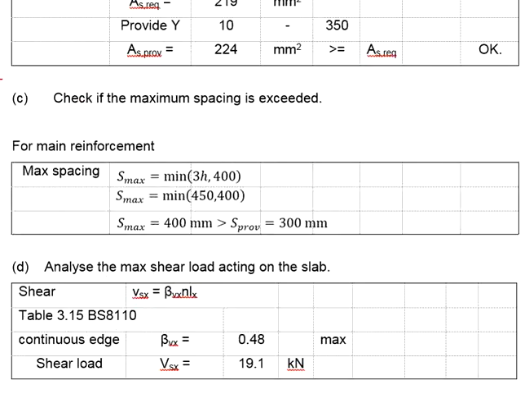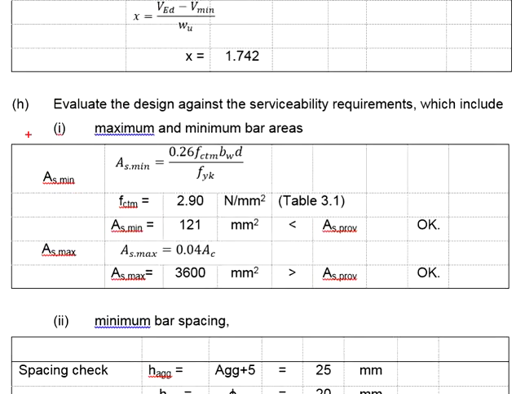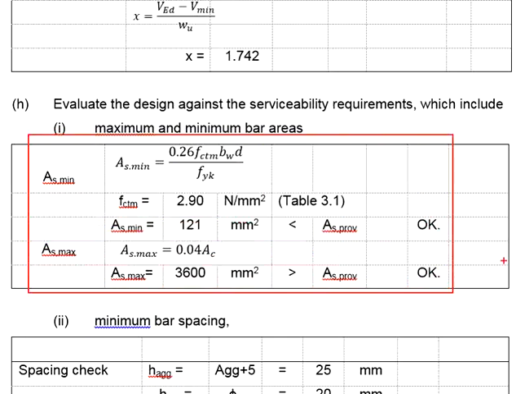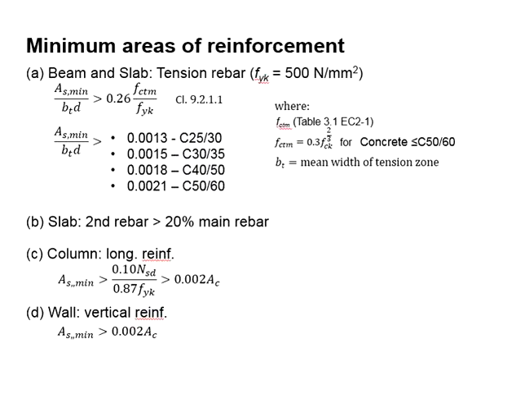Now, as far as the revision question is concerned, we have dealt with the maximum and minimum bar areas in the design of the beam B1 to 4. A typical final exam normally will not assess the same thing twice. But if you wish to know the process to determine the minimum bar areas, you can simply adopt these equations and also the ratio given here.